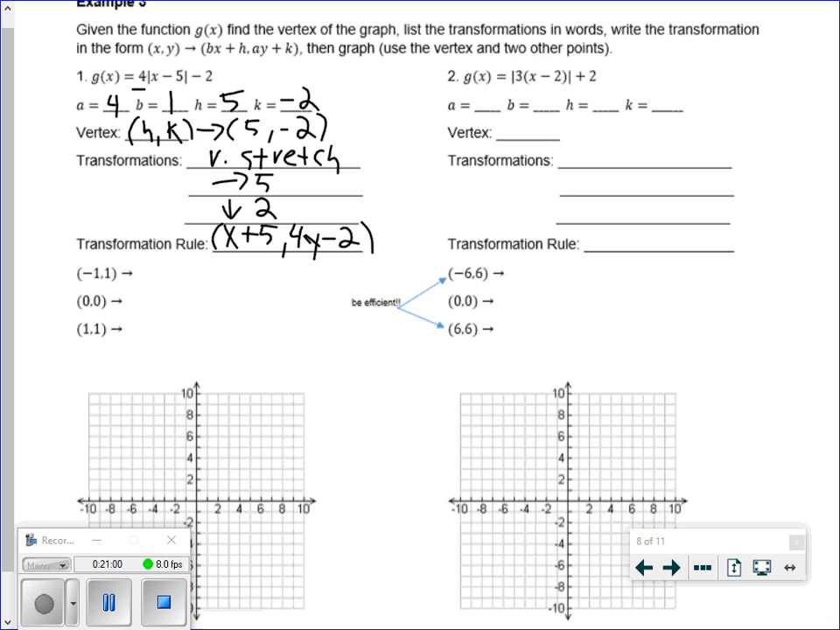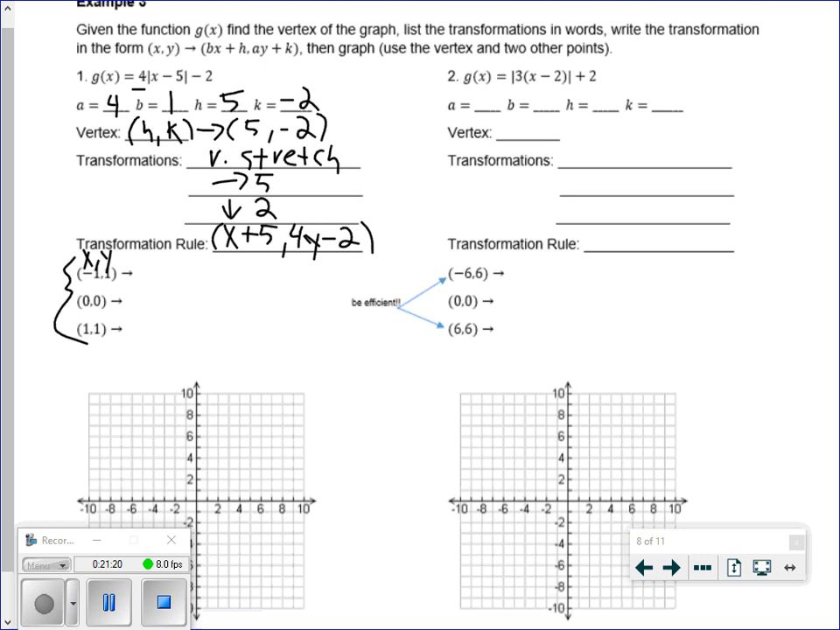And what we do with that transformation rule is we're going to plug our reference points into that transformation rule. Remember, this is in the form x, y. Plug the x into the x, the y into the y. And when you solve that out, that gives you your new transform point.